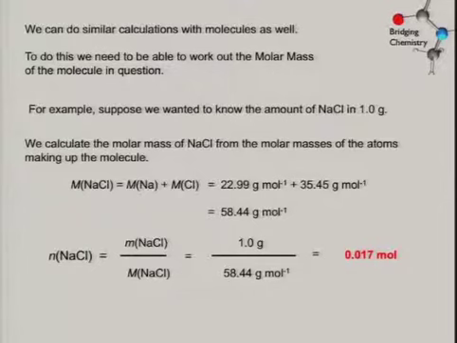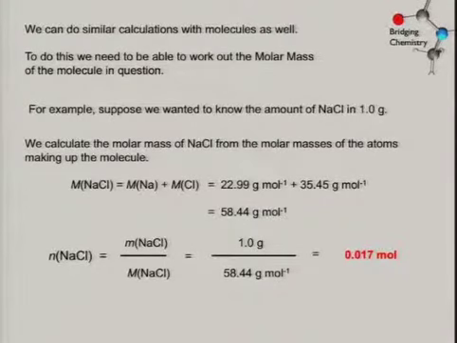So both of those examples involved using elements or atoms, for which you can just look up the molar mass on the periodic table. We have to be able to do the same sorts of calculations with molecules. And of course you can't look up the molar mass of a molecule on the periodic table. But what you can do is look up the molar masses of the constituent elements in the molecule, and then add all those together to get the molar mass of the molecule.